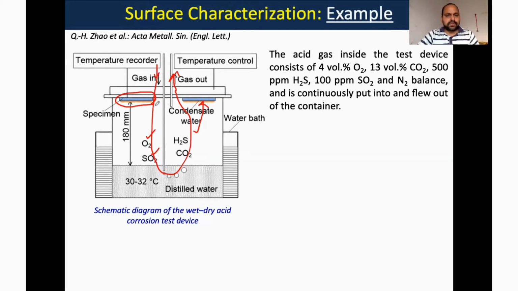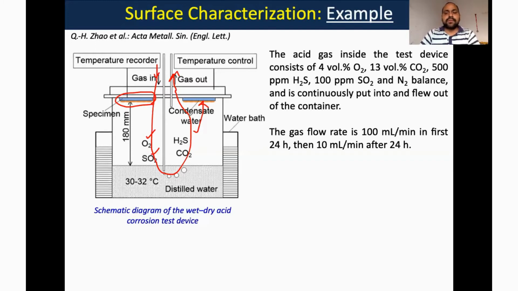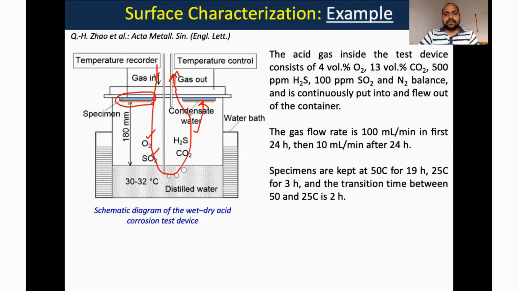With the inlet and outlet, they even have two samples, and they are going to analyze what kind of effect there is. The gas flow rate is 100 ml per minute in the first 24 hours. Then they slowed down the flow rate to only 10 ml per minute after 24 hours. The sample was kept at 50 degrees Celsius for 19 hours, then 25 degrees Celsius for 3 hours, and the transition time between 50 and 25 is 2 hours. So when they are reducing the temperature, it takes almost 2 hours.